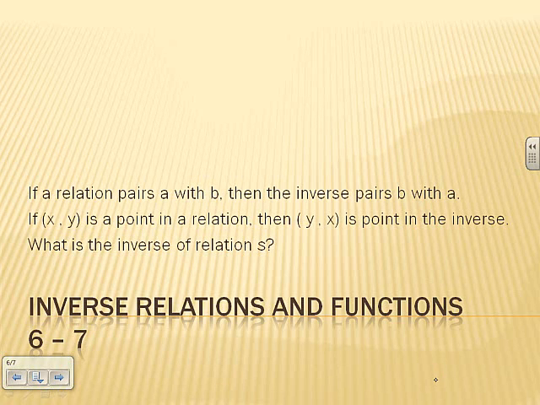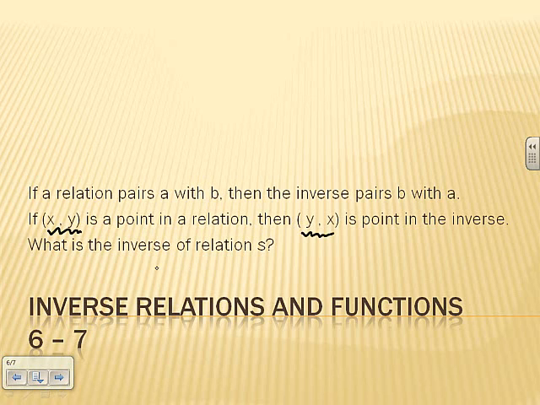Today we're going to look at inverse relations and functions, section 6-7. If a relation pairs A with B, then the inverse pairs B with A. What this means is that if you have a point x comma y in your function, in a relation, then the point y comma x is in the inverse. An inverse is just switching the domain with the range.